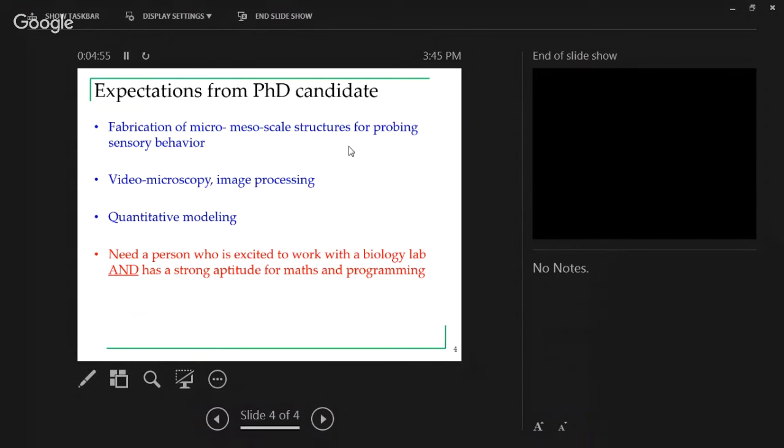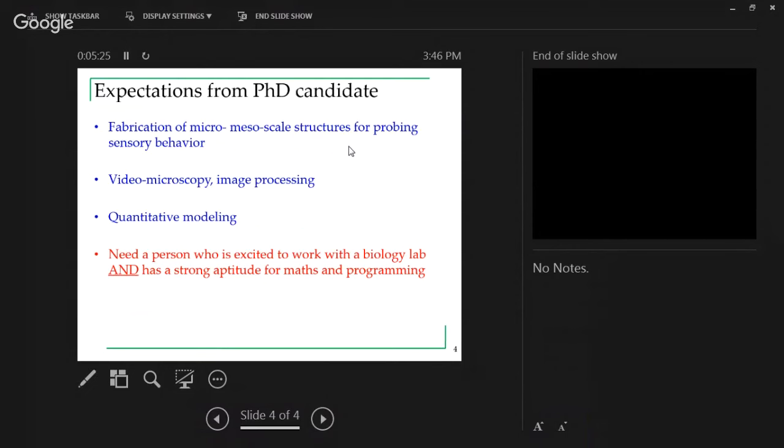Of course, you know about the fabrication facilities that we use to make devices. For instance, we might make microfluidic devices to probe the bacteria in greater detail. There is some amount of fabrication that will be involved. Then there will be video microscopy. So we have imaging systems that we have built by ourselves in our lab, and we'll be using such systems to record motion of bacteria, behavior of bacteria under different conditions. And then we will be analyzing them using image processing algorithms.